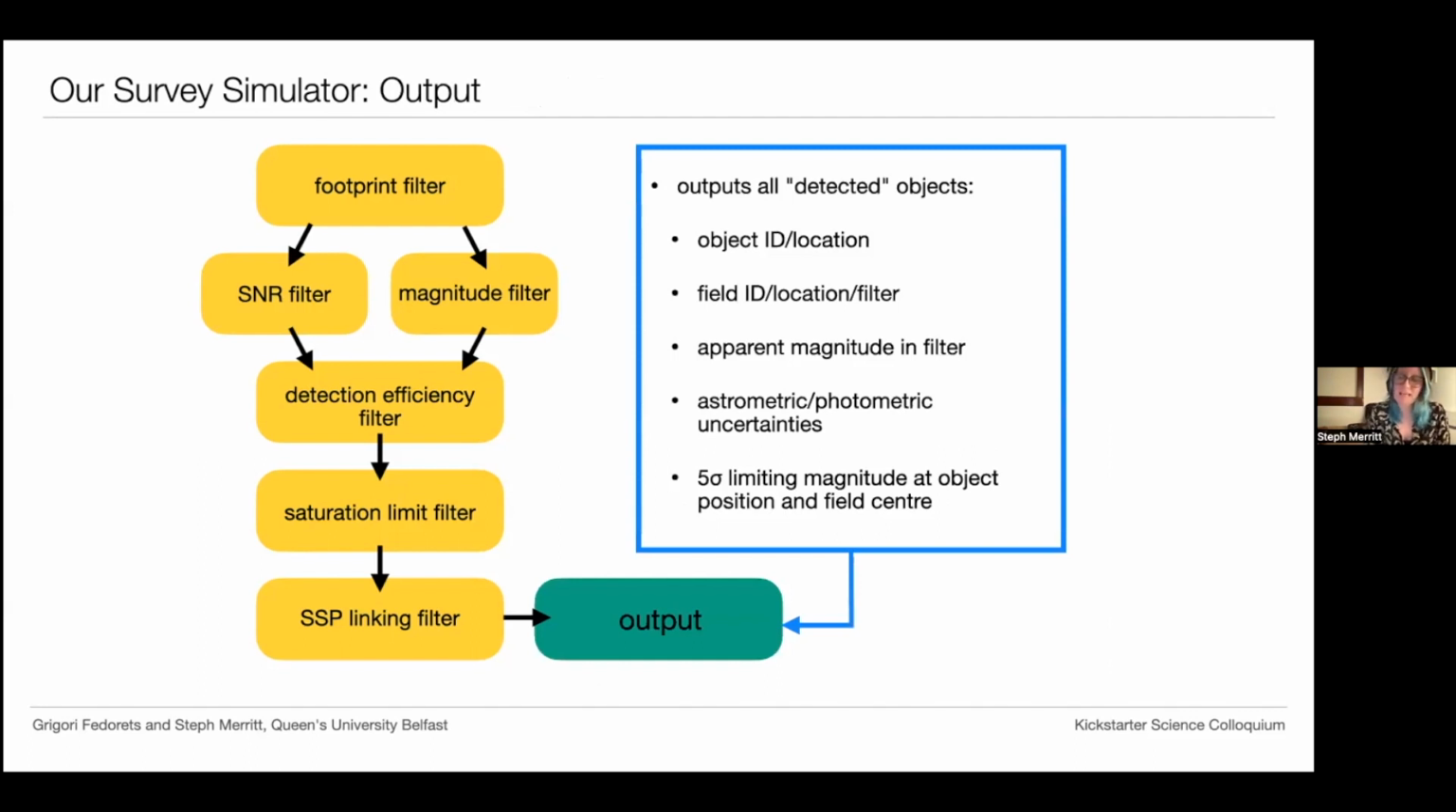Okay, the code then outputs all observations in which your object has been detected. So it will output the object ID, the object location, the field location and ID, the filter of the observation, the apparent magnitude in that filter, associated uncertainties, and the 5 sigma limiting magnitude at the object position and at the field center. Okay, next slide.